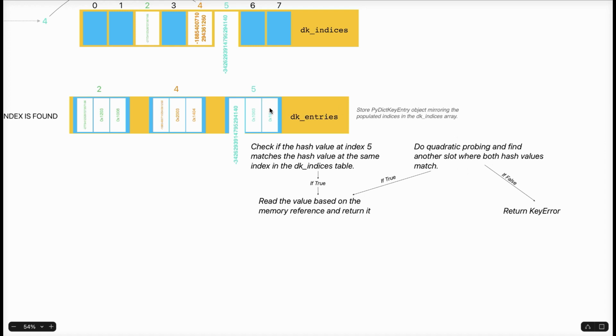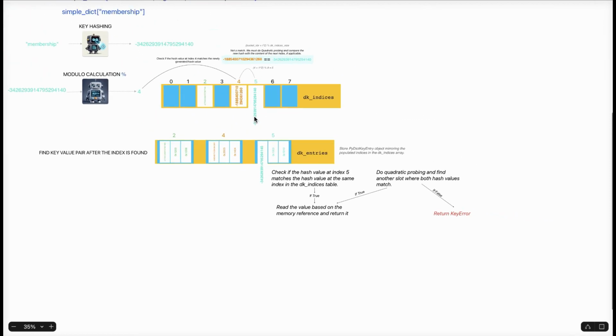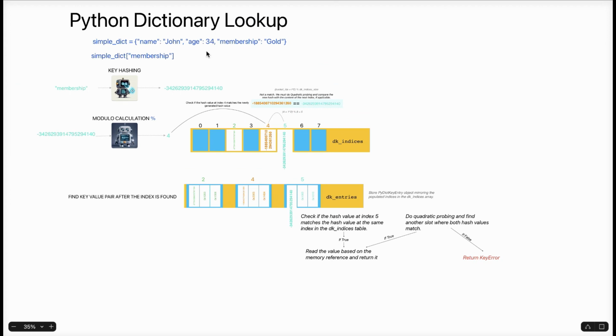Sometimes we get here and do quadratic probing and we can't find it, or we hit a blank spot. In that case we return key error. That means the key that we're searching for is not here, so we return key error. So basically this is how we look up a value in Python, and this is what goes on under the hood.